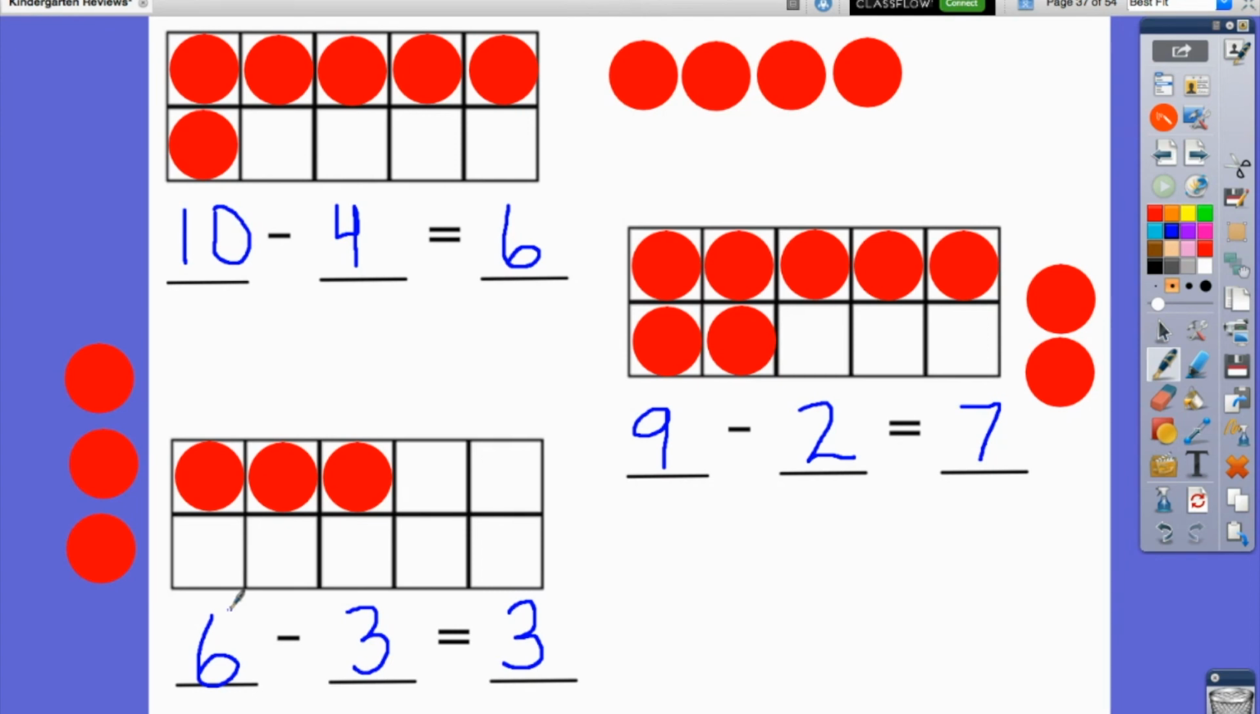So let's go and talk about this one more time. We started with 6 counters. I'm going to put them back over here so we can see them. I started with 6. And we took away how many? 3. So 1, 2, 3. And we had 1, 2, 3 left over.